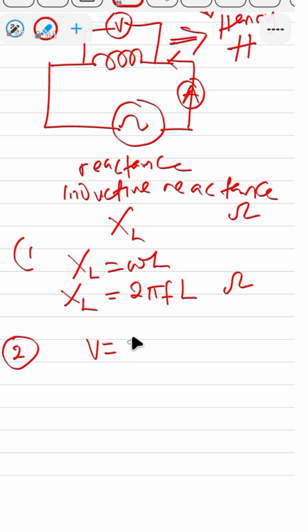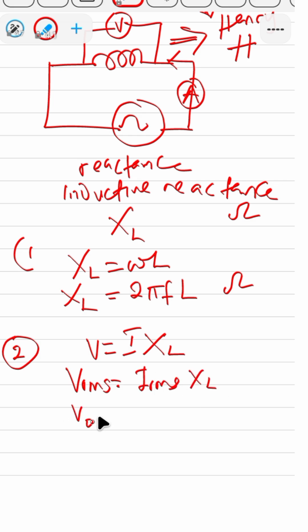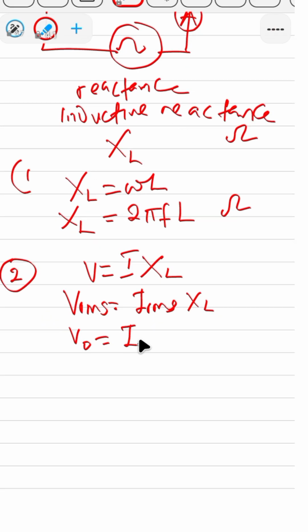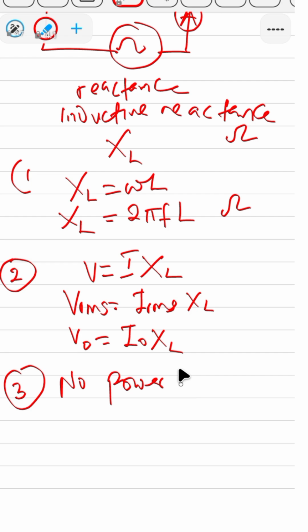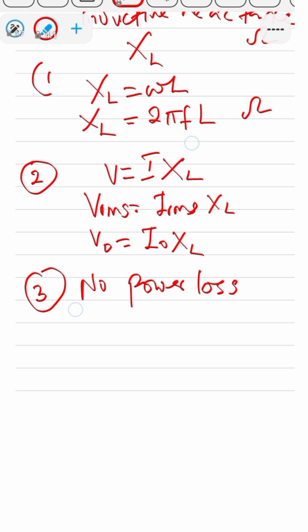So your V equals IR, but you cannot write R here because there's no resistor here. What you have is an inductor. So you're going to write V equals I XL, and this is the resistance in this case. If this one turns to VRMS, this one will be IRMS XL. If this one turns to V naught, this one will be I naught XL. Take note of that. Then the next one, no power loss here. There's no power dissipation here. It's only resistor circuits that can have power loss. So no power loss in this case.